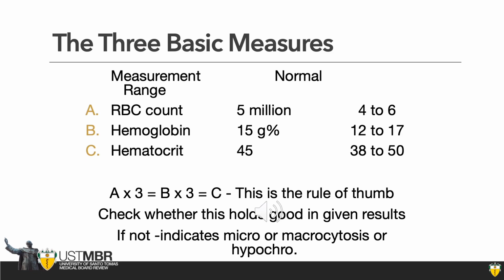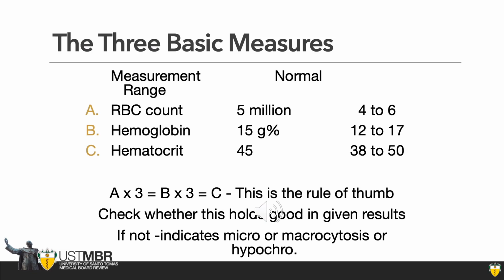As a general rule, when the RBC count is multiplied by 3, it should approximate the hemoglobin. And when hemoglobin is multiplied by 3, it should approximate the hematocrit. And if not, it indicates the presence of microcytosis or macrocytosis or hypochromia. And this is where your RBC indices can help you. So for example, in the following values in your slide, if the RBC count is 5 million, you multiply that by 3, then the hemoglobin is 15.